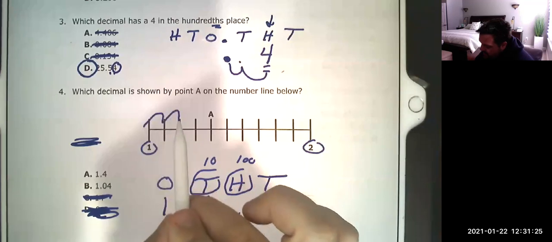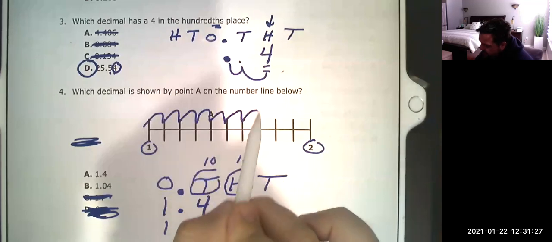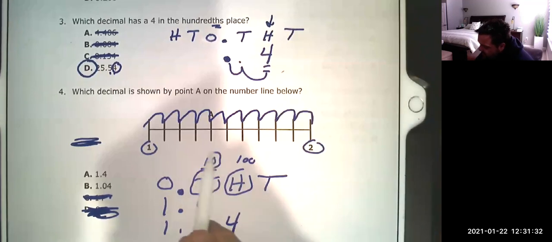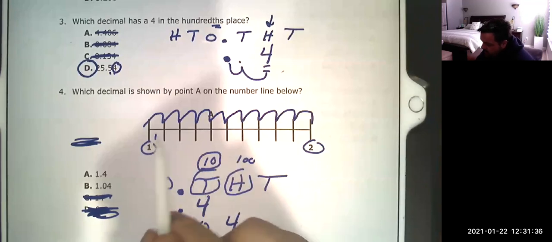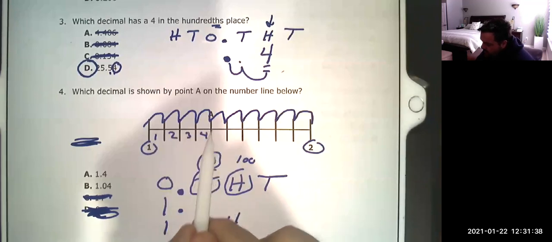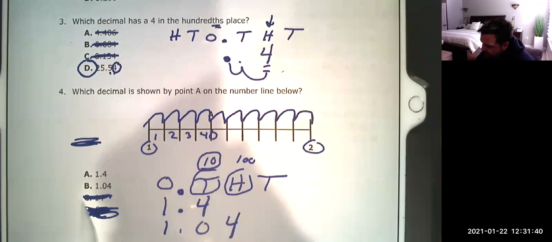So we know that tenths means 10, right? And hundredths means 100. Well, how many spaces are in here? 1, 2, 3, 4, 5, 6, 7, 8, 9, 10. So that is your clue to know that you're in the tenths place. And of course, you're 1, 2, 3, 4 over. So you would get the answer of A, looking at that chart.